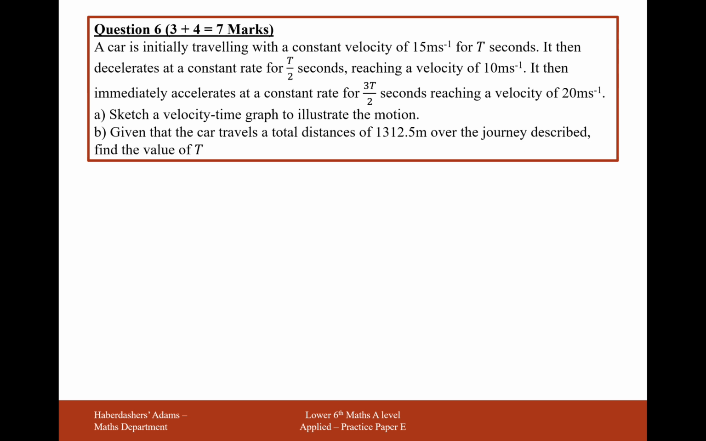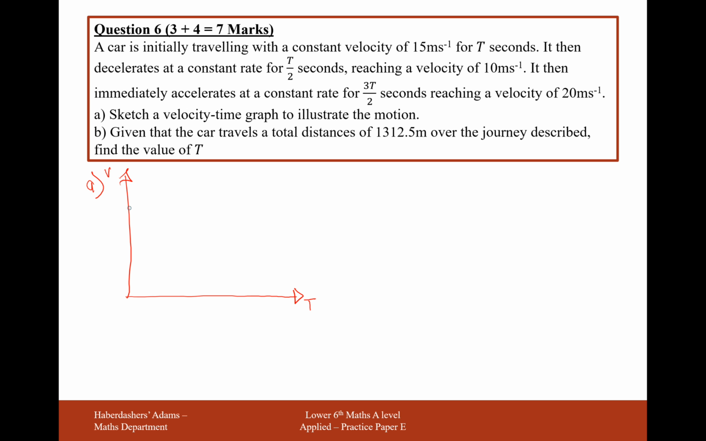This is the Applied Practice Paper E. Here we're working on question 6. A car is initially travelling along at a constant velocity of 15 meters per second for t seconds. We're ultimately going to have to work out a velocity time graph here, so we'll do that as we go along, I think. Okay, so velocity here, time down here.